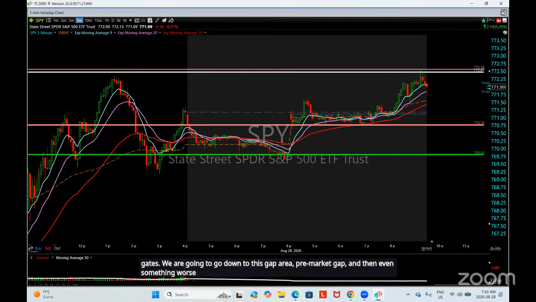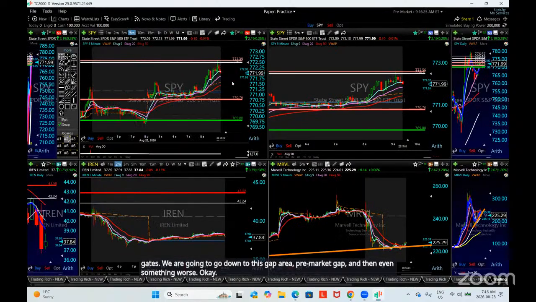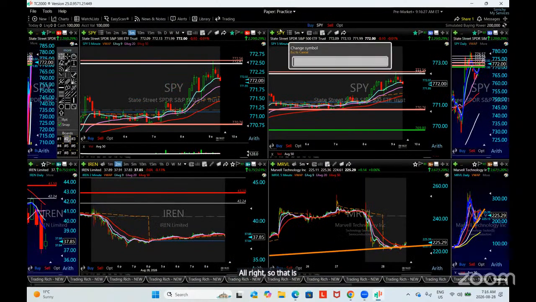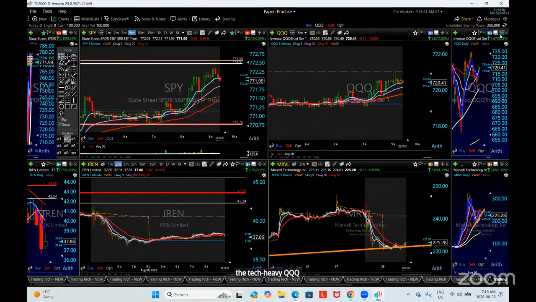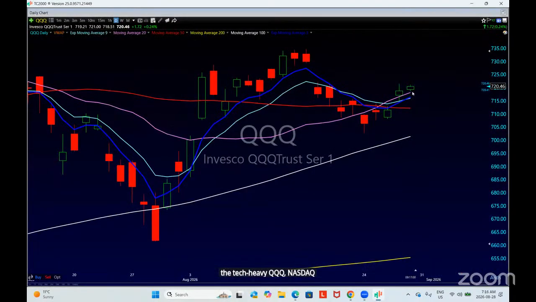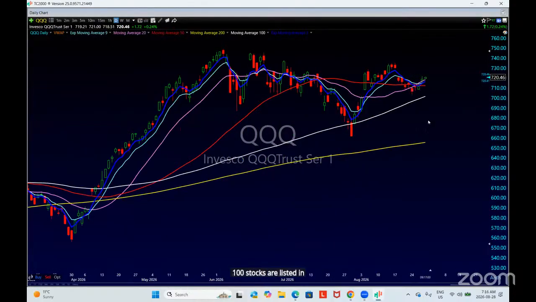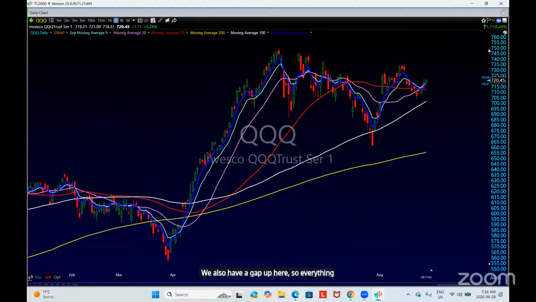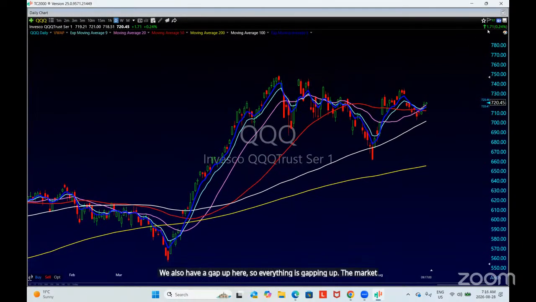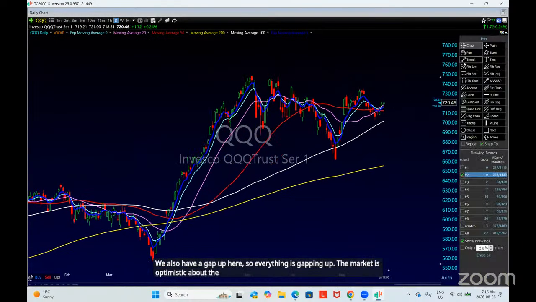Okay. All right, so that is SPY. Let's go to QQQ, the tech heavy QQQ, NASDAQ. 100 stocks are listed in the NASDAQ. So here, we also have a gap up here. So everything is gapping up. The market is optimistic about the Fed chair's meeting.